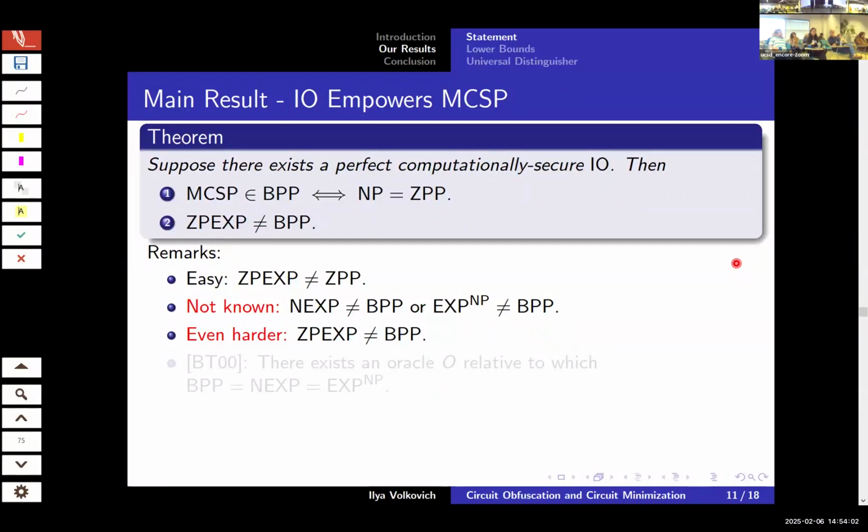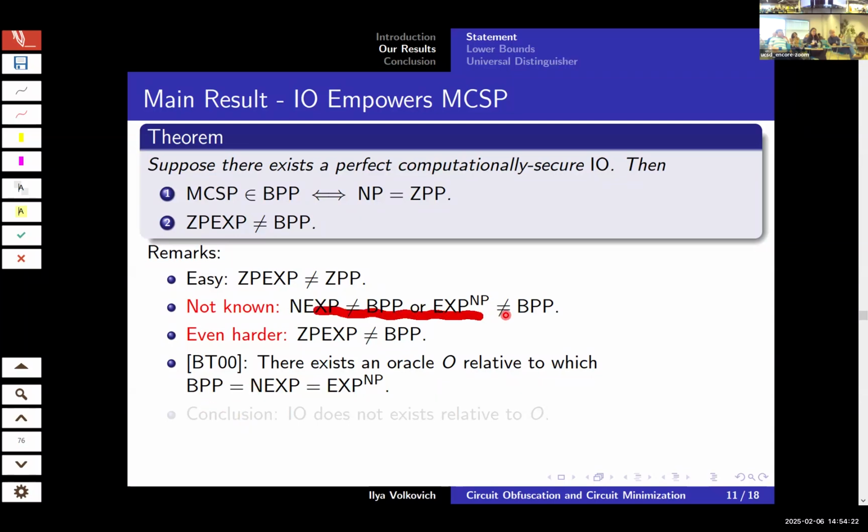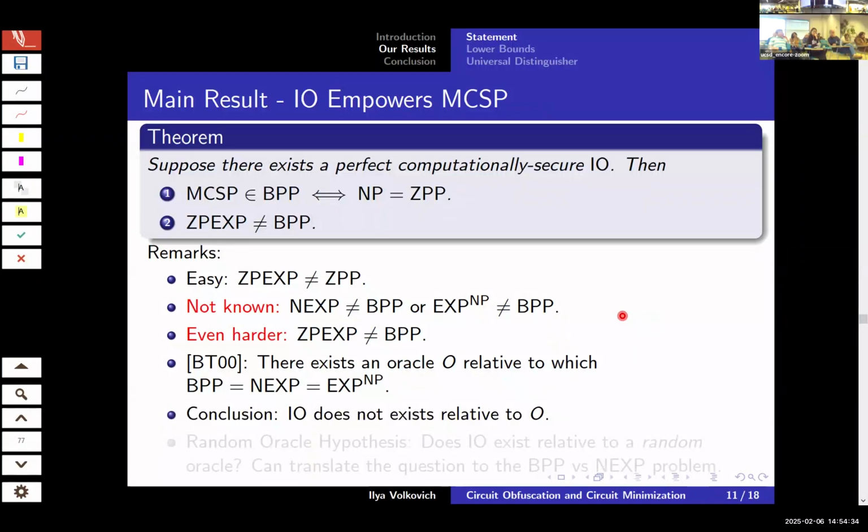Before you ask the question, what seems to be the barrier here? One possible barrier is the old relativization barrier: you can construct an oracle where BPP, NEXP, all those classes are actually equal. So the argument has to be non-relativizable somehow. If you flip it, one of the conclusions you can get is that IO doesn't exist relative to that oracle. Now, before you say anything, yes, that's not the best way to do it. You can probably take some other oracle and get it the same way, but I think it's an interesting way to connect it.